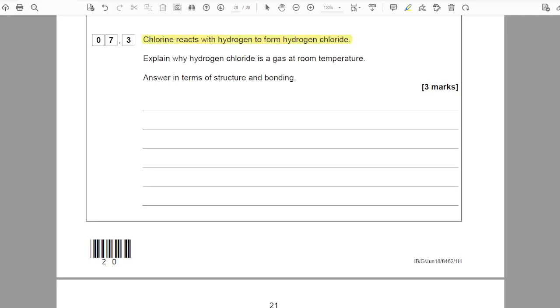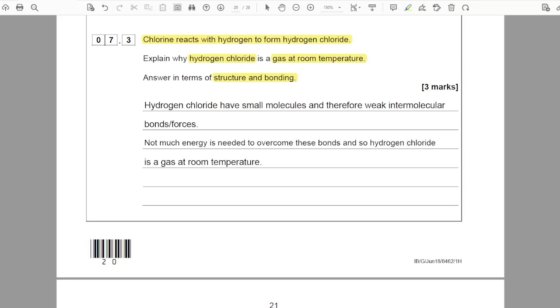7.3. Chlorine reacts with hydrogen to form hydrogen chloride. Explain why hydrogen chloride is a gas at room temperature. Answer in terms of structure and bonding. Well, hydrogen chloride is a simple molecular compound because it only has atoms of hydrogen and chlorine. Now, because they have small molecules and in general a smaller structure, they must have weak intermolecular forces, and therefore not much energy is needed to break those bonds, and that's why they are a gas at room temperature.